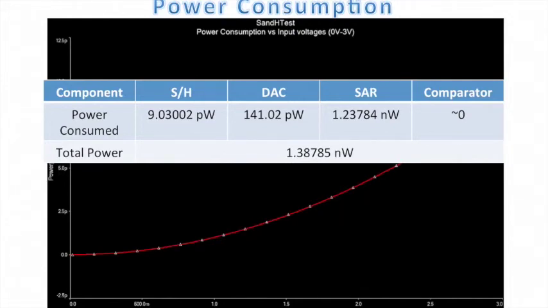The DAC consumed around 141 picowatts. The shift register, however, consumed a significant amount of power, which is 1.23 nanowatts in comparison to the other two components, bringing the total power to almost 1.38785 nanowatts for the entire 4-bit ADC. It's a quite low power compared to the previous power levels we have had to work with. But what was interesting is that the comparator did not seem to consume any power, no matter what the voltage was, which is surprising.